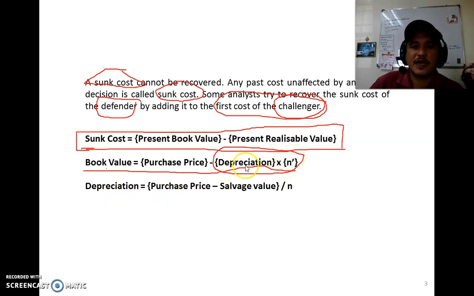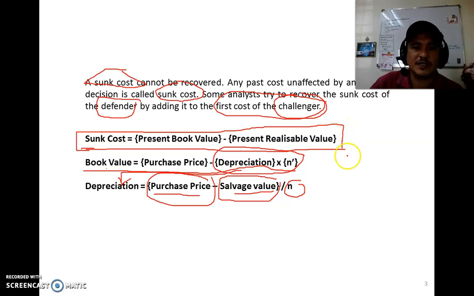To calculate the depreciation, it equals the purchase price minus salvage value, divided by N. Salvage value is, let's say our machine lifetime can last 10 years, so if we use it until 10 years, we can sell our machine for some value of money. N is the lifetime of the machine. This is the equation you need to remember, and you need to understand how to use this formula.